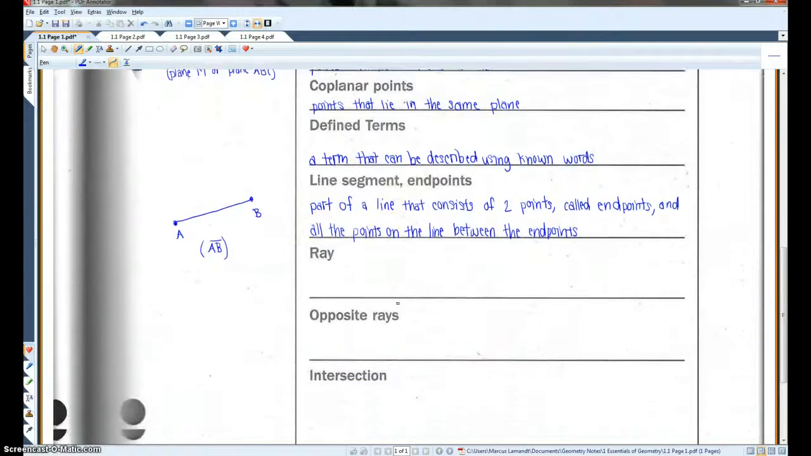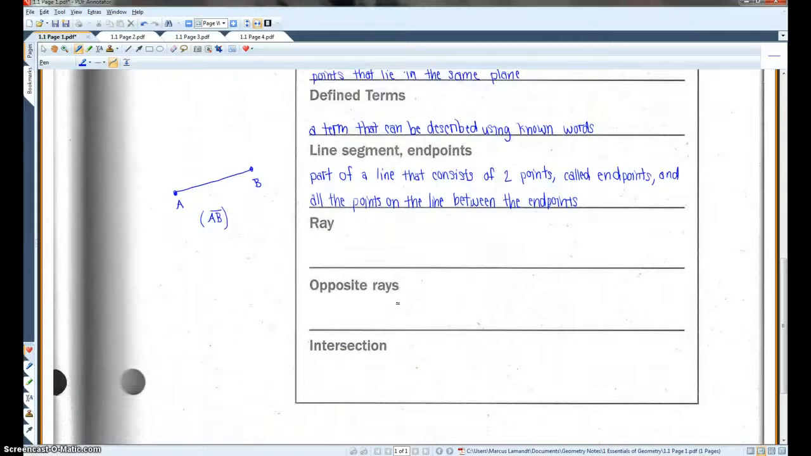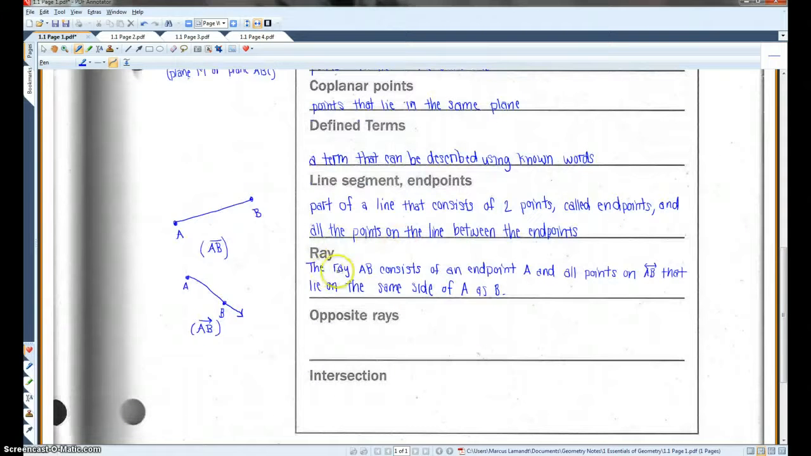Okay? Alright. A ray. A ray basically goes on forever in one direction. Okay? I'll write out the formal definition here. The ray AB consists of an endpoint A and all points on line AB that lie on the same side of A as B. So a ray would look something like this. It's a little bit crooked, but imagine this was a straight ray.